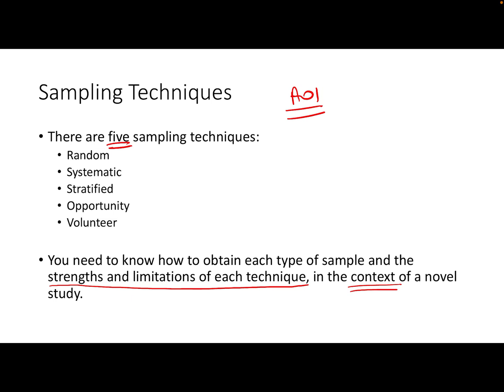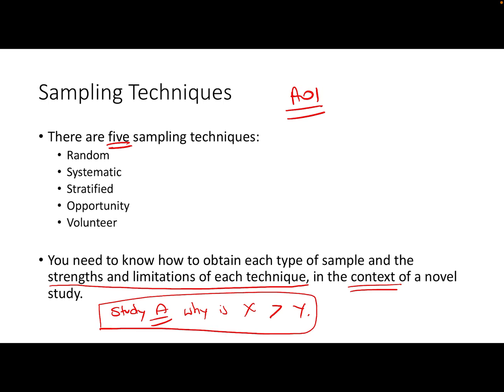So for example, in study A, a novel study, why is X sampling technique better than Y? So you need to be able to really contextualize it. Rather than just giving vague and generic strengths and limitations, you need to say why, for one particular study, that's a limited sampling technique that's going to create bias, and you need to be able to identify what that bias might be. So let's make a start then.